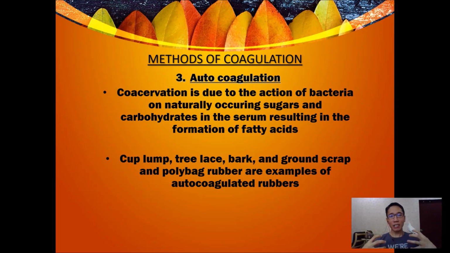However, the negatively charged effectivity will diminish by time. It will become less and less effective to repel each other, and eventually it will promote microbes to attack the protein and release carbon dioxide and promote the formation of acid, which is the fatty acid formation, and eventually the latex will coagulate. And this process will yield products such as cup lumps, tree leaves, bugs and ground scraps, and polybag rubber, which are examples of autocoagulated rubber. Some industries did use and purposely purchase the autocoagulated rubber, especially the dry rubber industry.